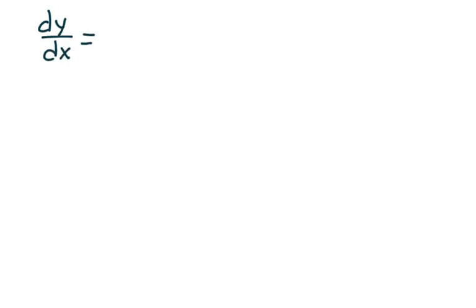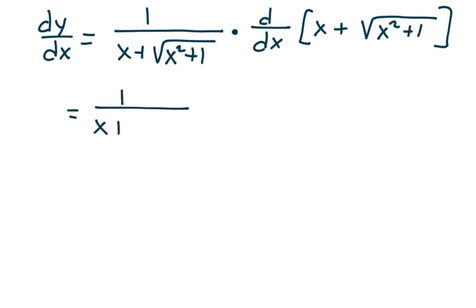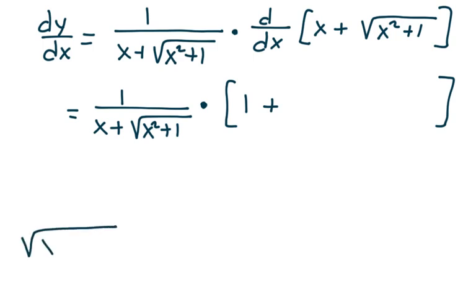dy dx is 1 over x plus the square root of x squared plus 1 times d dx of x plus the square root of x squared plus 1. And so this is 1 over x plus the square root of x squared plus 1 times, now, if I apply the chain rule, I get 1 plus, now, I'm going to come over here to the bottom, x squared plus 1, in fact, let's do it on the next page. So I'm going to say the square root of x squared plus 1 is x squared plus 1 to the half. So you want to be thinking this, okay?